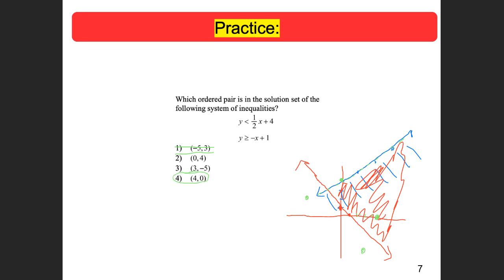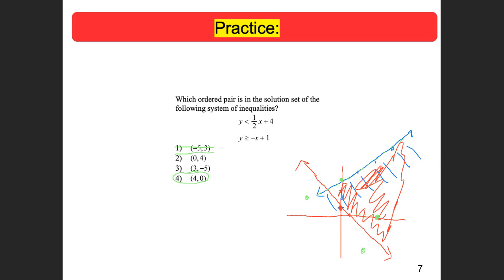That looks like it's in the shaded region. Okay, but again, this is just a random sketch. So the second method I could use is plug the points in. It has to make both of the inequalities true in order for it to be a solution.